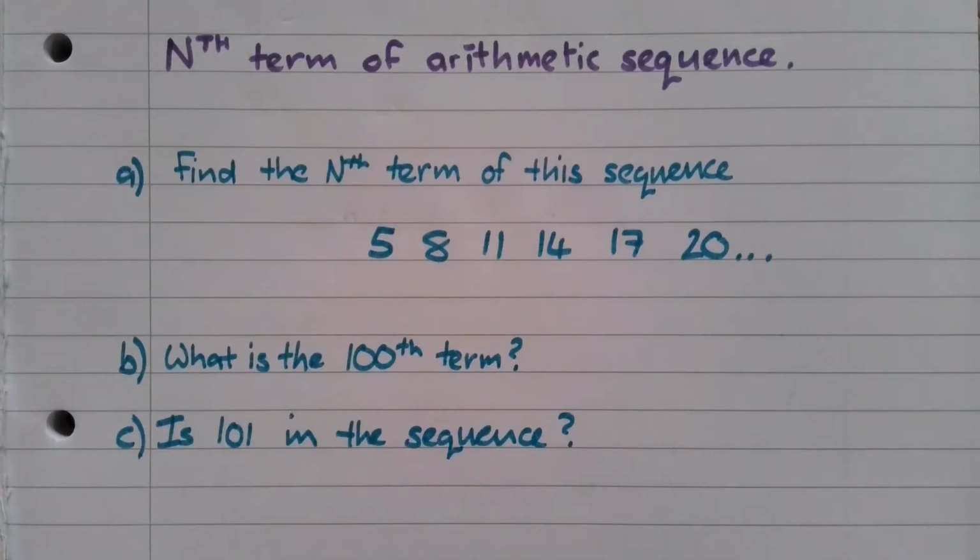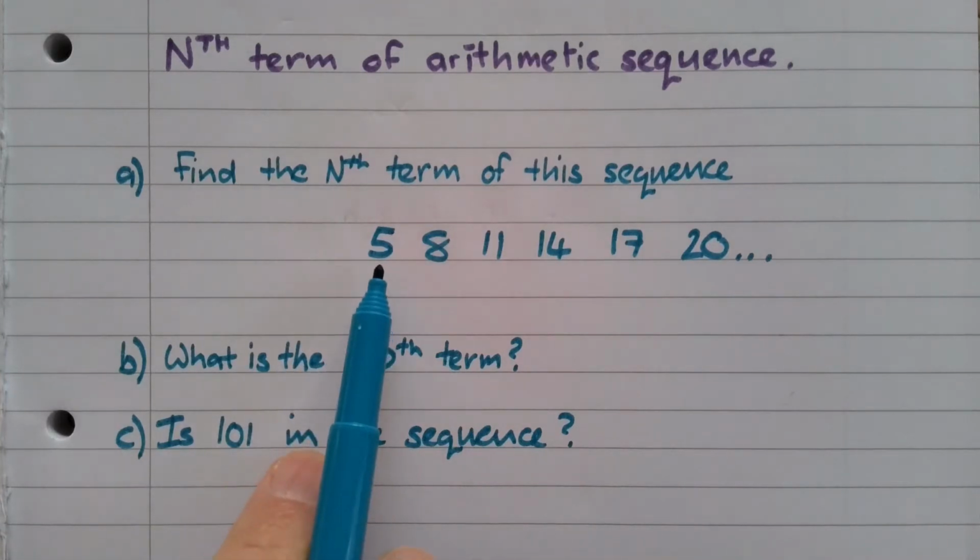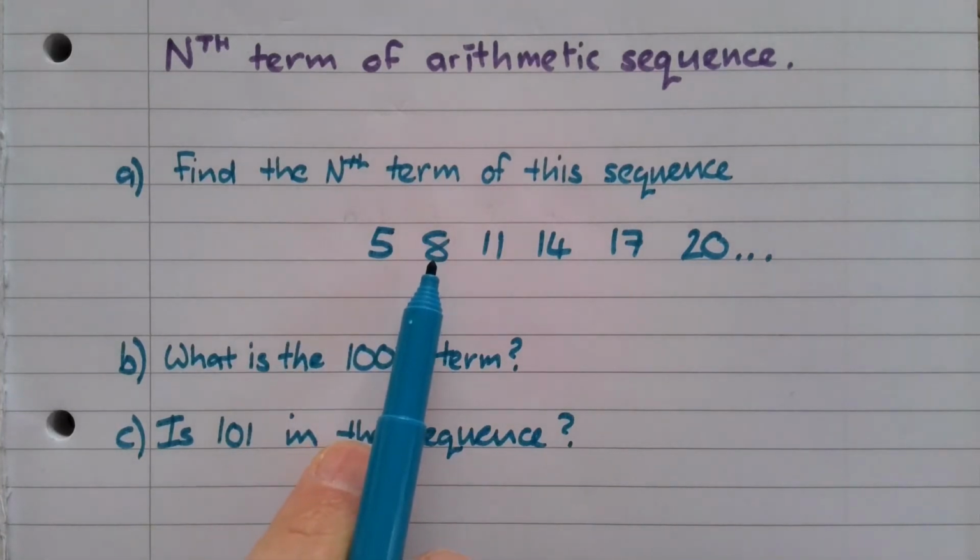We're looking at nth term of an arithmetic sequence. An arithmetic sequence of numbers is a set of numbers that are increasing linked to a times table or decreasing linked to a times table. And the terms just relate to the numbers. So this is the first term 5, the second term 8, the third term 11.